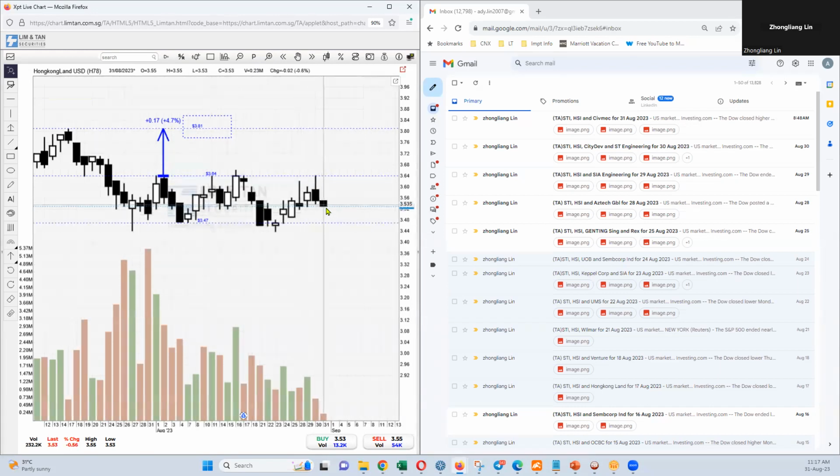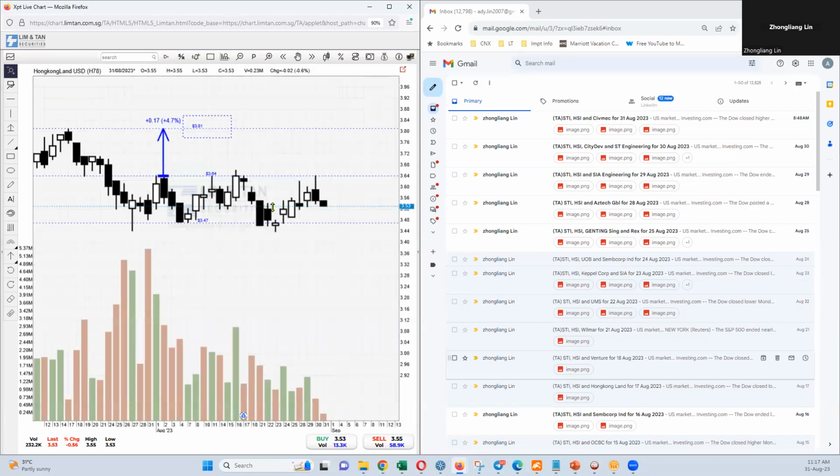If it doesn't come back to this support at 3.47 and goes back to 3.64 again, then there's a chance for it to be bullish again. This 3.64 major resistance is a hard nut to crack, and if you can crack it again, you can see the box highlight here, 3.81.